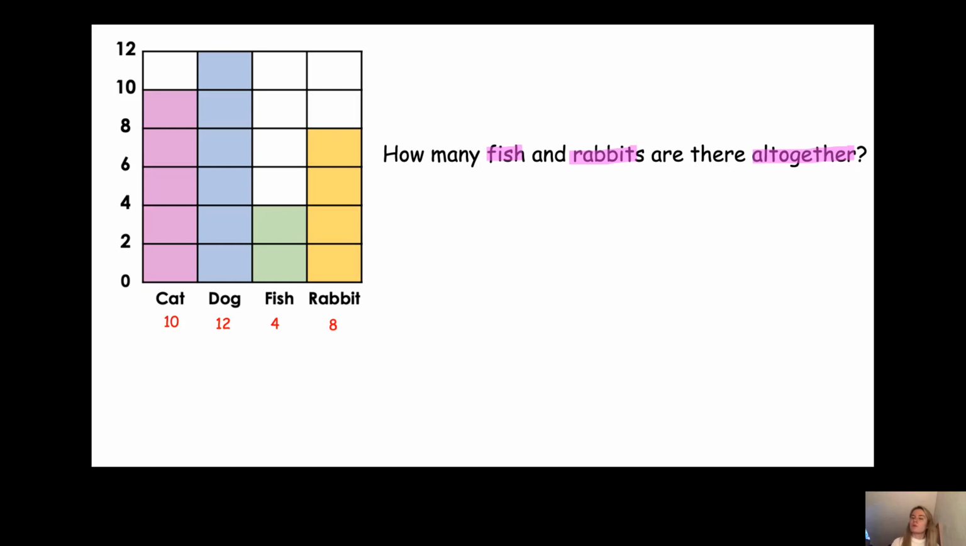We can see that because we've already worked that out. And how many rabbits are there? Well, that's the yellow bar, isn't it? And there are 8 rabbits. So we have 4 fish and 8 rabbits.